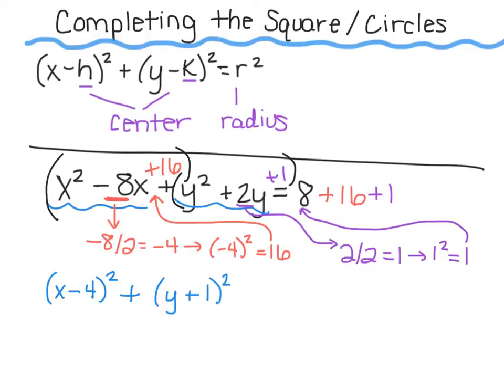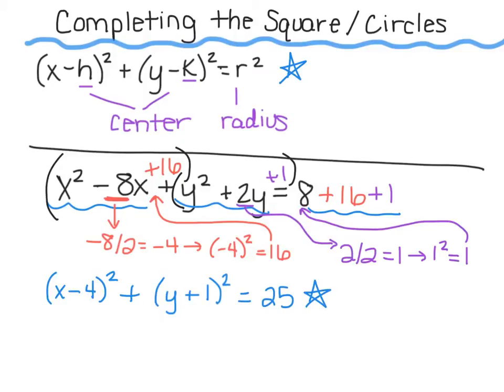And then that's now equal, over on the other side, to 8 plus 16 plus 1, which is 25. And now I am in the right form. Now I am in the form of a circle.